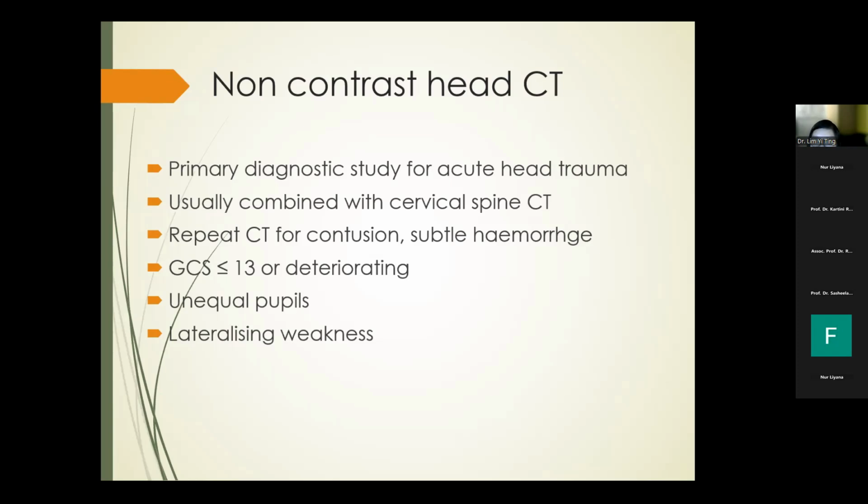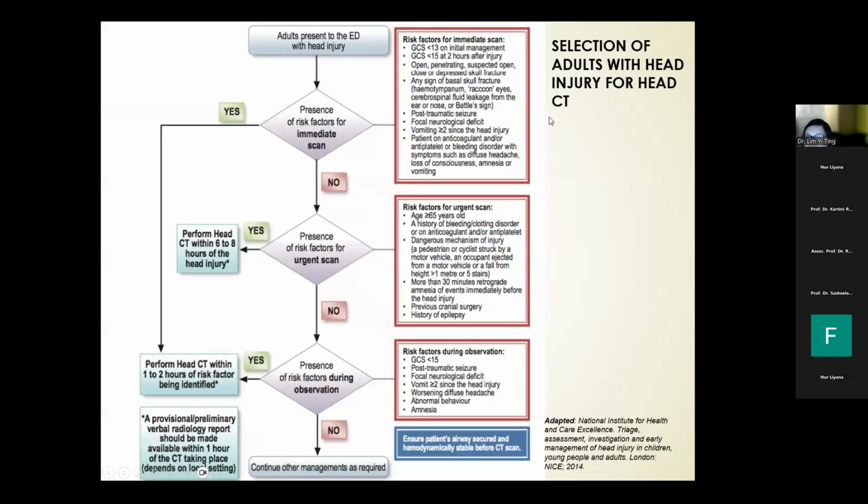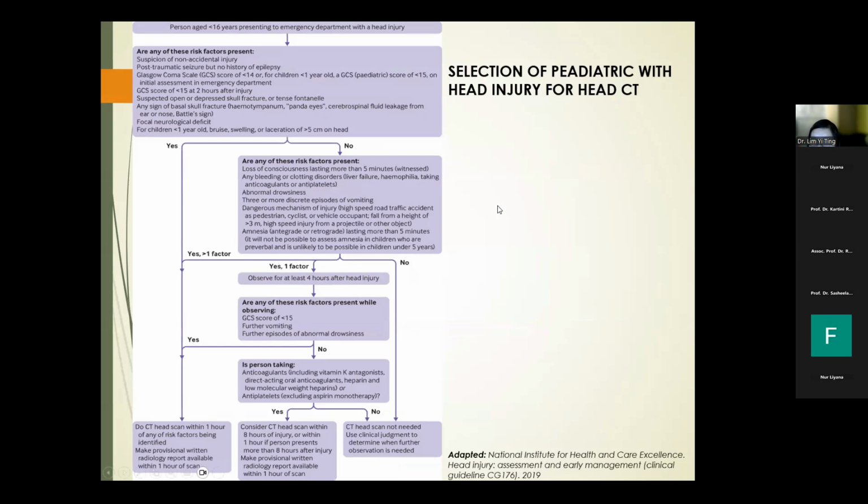We also do a CT scan in the patient with GCS less than or equal to 13 or with a deteriorating neurological status. And we also scan the patient with unequal pupils and also lateralizing weakness. So this is the algorithm that shows the selection of the adult with a head injury for plain CT scan. And this is actually according to the clinical practice guideline in Malaysia. And this is the algorithm that we use for the selection of the pediatric patient with head injury for head CT, which is adapted from the NICE guideline that is used in the UK.